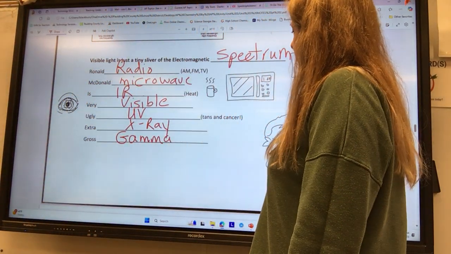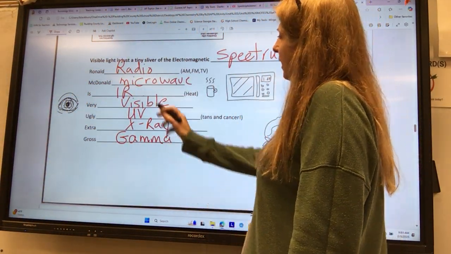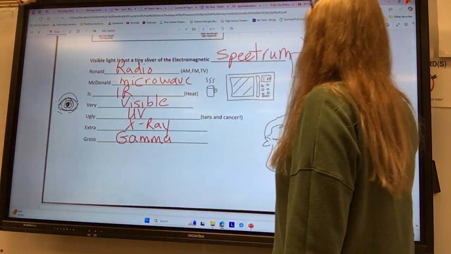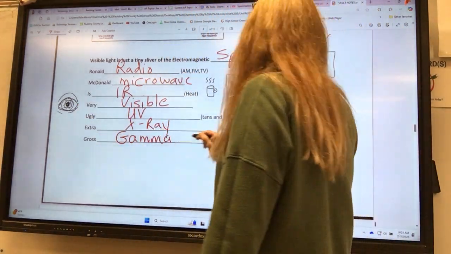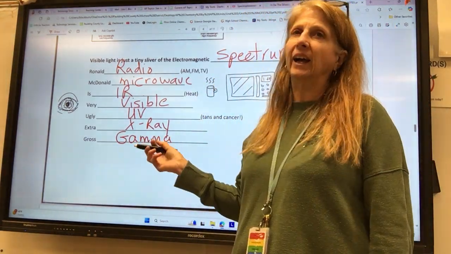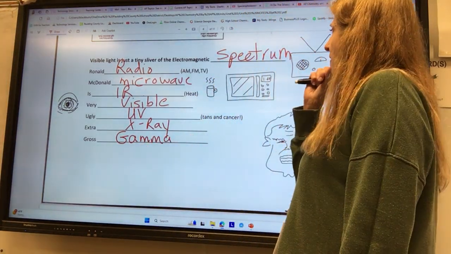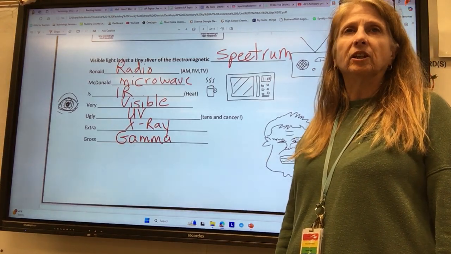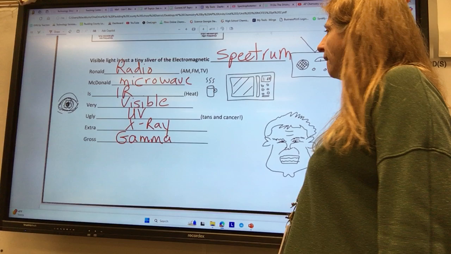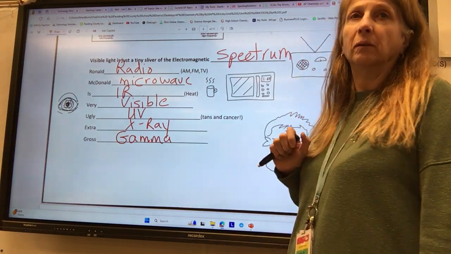So UV causes tans and skin cancer. Infrared is heat. Visible, got an eyeball there. Microwave, radio, and of course gamma rays turn Bruce Banner into the Hulk. But of course it's really high energy and will give you cancer. Okay, good with this? Everybody knows Ronald McDonald is Very Ugly, Extra Gross?